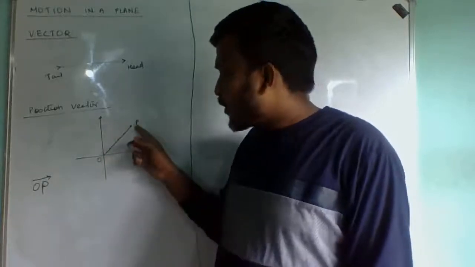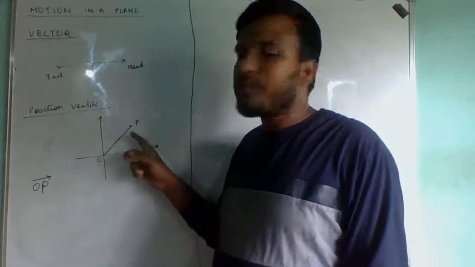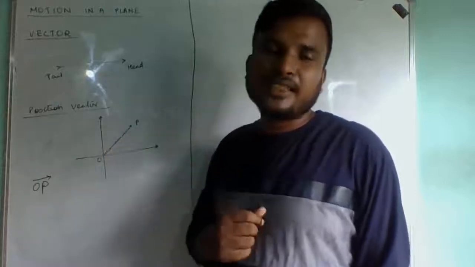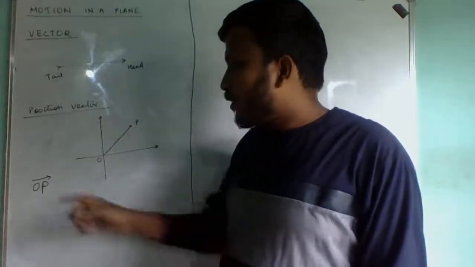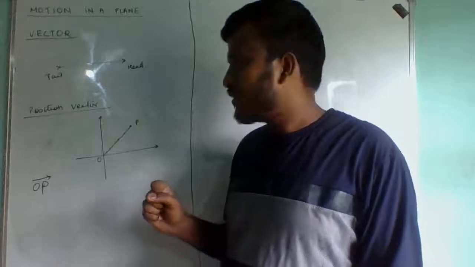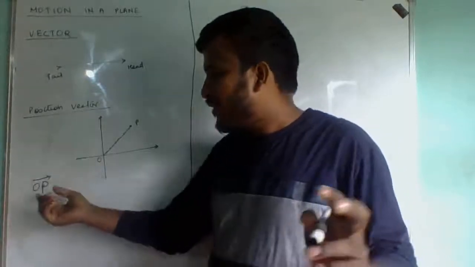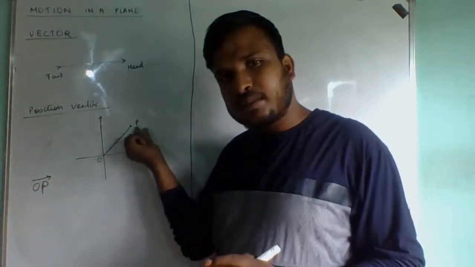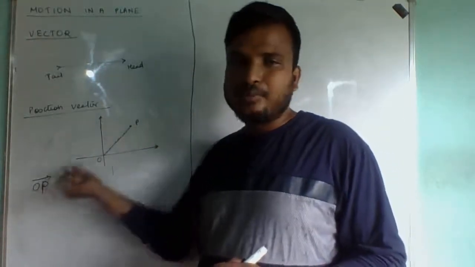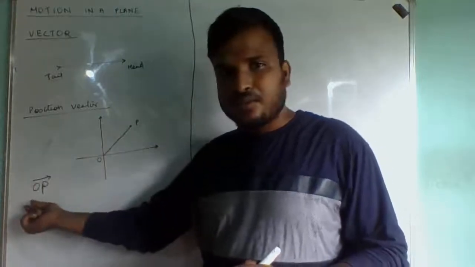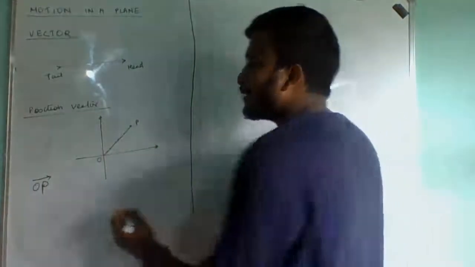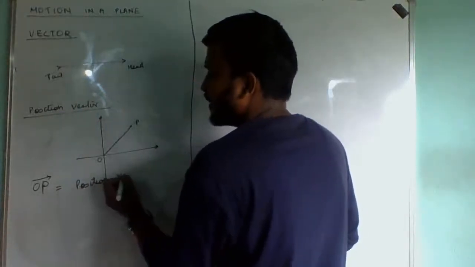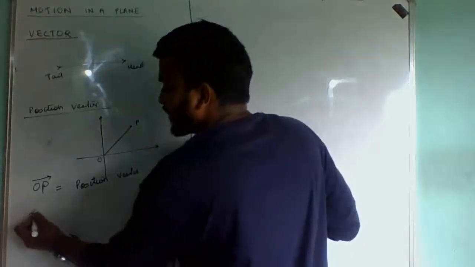But the position of the point we want to certify here, with respect to what? So here, with respect to the origin of the Cartesian plane. So if I write OP vector, what does it indicate? Simply it indicates the position of the point P with respect to origin. So what kind of vector is OP vector? It's a position vector. So let us see another vector that is called displacement vector.